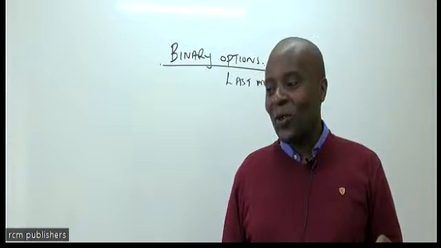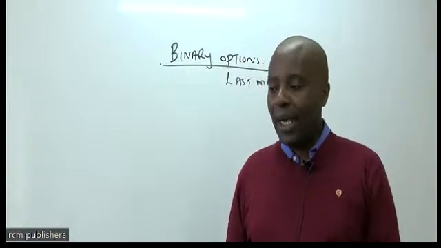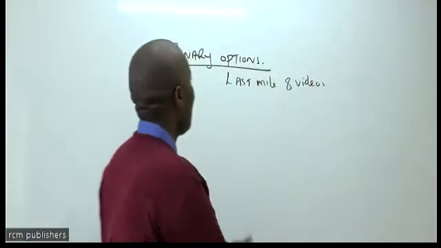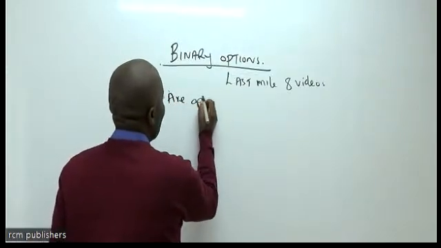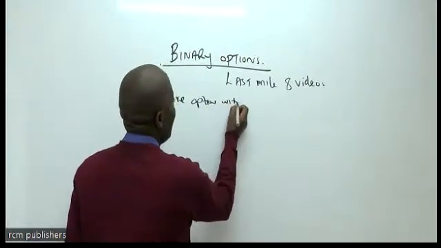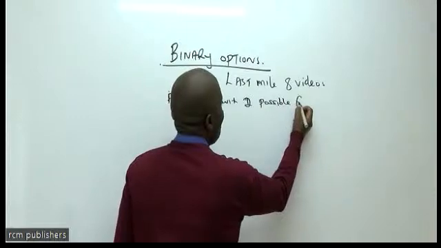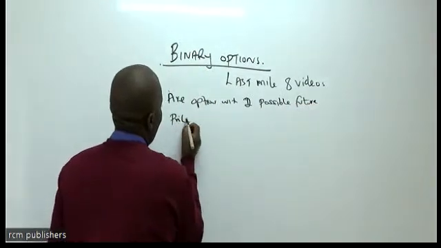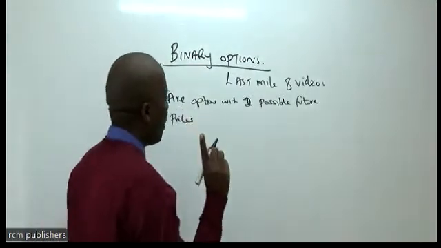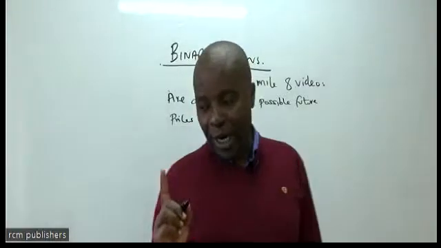Right. So when you hear the name binary, bi means what here? Bi means 2. Two possibilities. So basically binary options are options with 2 possible future prices.